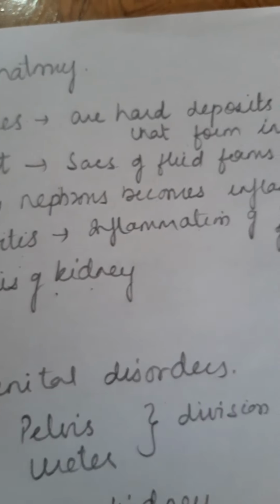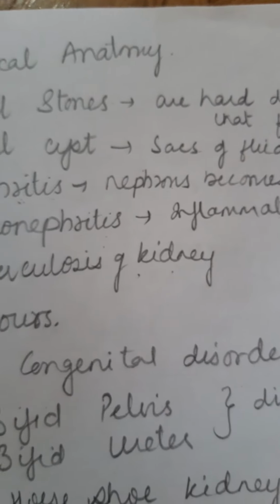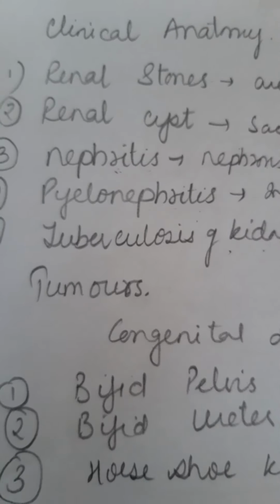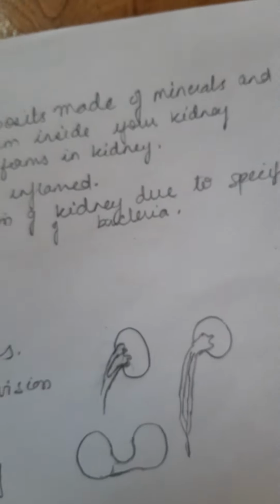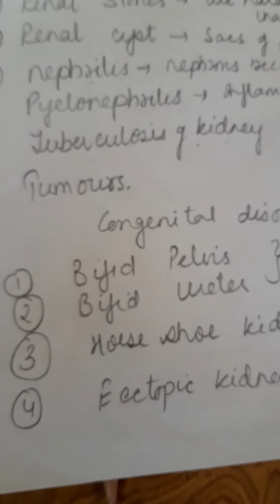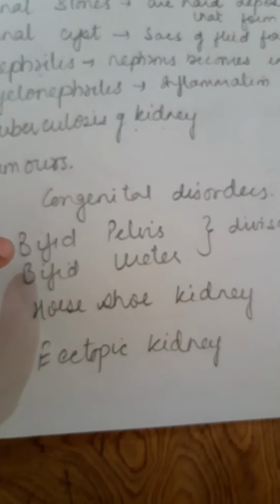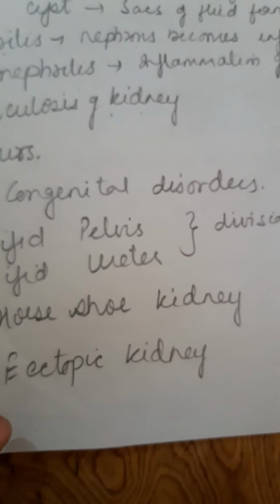Then nephritis, where the nephrons become inflamed. Nephrons are the functional unit of the kidney. Pyelonephritis is the inflammation of the kidney due to some specific bacteria. Some gram-negative bacteria cause pyelonephritis, like Klebsiella, etc. Tuberculosis can occur in the kidney, and tumors can also occur in the kidney. Some congenital disorders are there: bifid pelvis, bifid ureter, horseshoe-shaped kidney, and ectopic kidney.